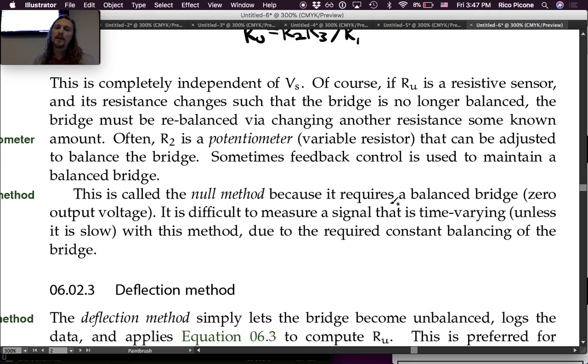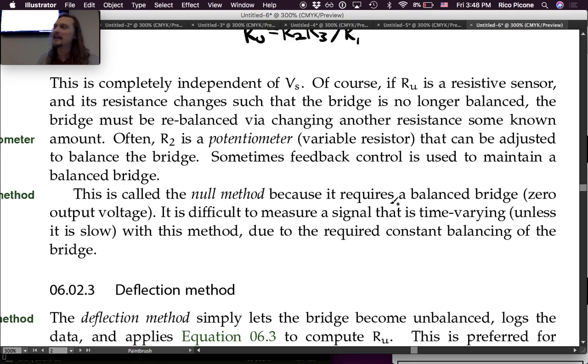This is called the Null Method because it requires a balanced bridge, or zero output voltage. It is difficult to measure a signal that is time varying, unless it is slow, with this method due to the required constant balancing of the bridge. So if you're measuring, like in the lab we were just doing, this really fast time response, well, you're not going to have time. Especially with a manual potentiometer, you're not going to have time to move your potentiometer around and balance the bridge, right?